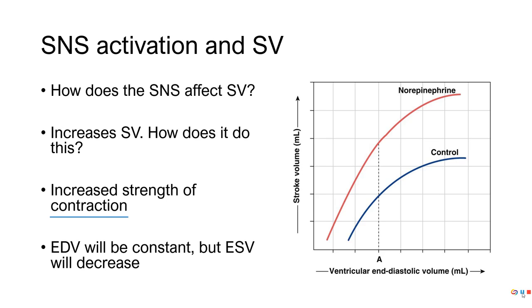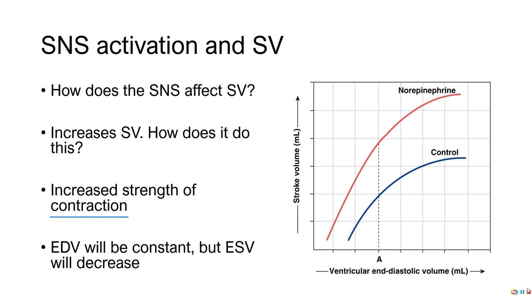And so what this means is, yeah, we'll increase the strength of contraction, but what's really interesting is our end diastolic volume, so the amount of blood before contraction, is constant, but all that's happening is we're increasing the amount of blood that's going out, so we're increasing our stroke volume, which leads to a decrease in end systolic volume.